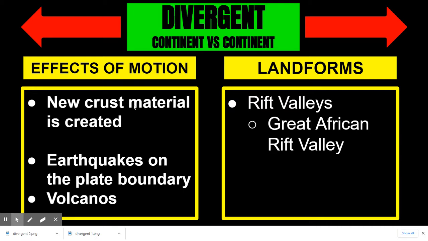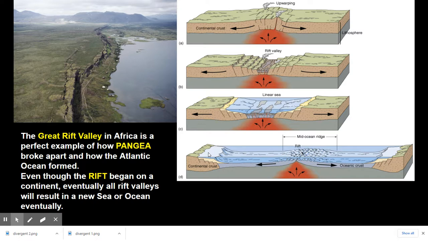Earthquakes are going to occur along this boundary. Again, not damaging or dangerous ones, but there will be earthquakes. And then, of course, there will be some volcanoes along that rift. And again, the Rift Valley that we want to focus our attention on is the Great African Rift Valley. So you see here, the Great Rift Valley in Africa is a perfect example of how Pangea broke apart and how the Atlantic Ocean formed.